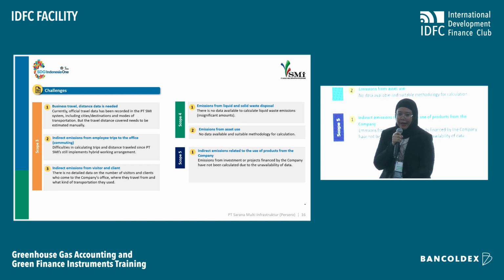The last is scope 5, indirect emission related to the use of products from the company. Currently, emission from investment in projects financed by PTSMI has not been calculated yet due to the unavailability of data. Besides that, we also have a challenge in building capability, sharing experience, and having a lot of learning process with our borrowers or debtors about GHG accounting. I think this is it from us.